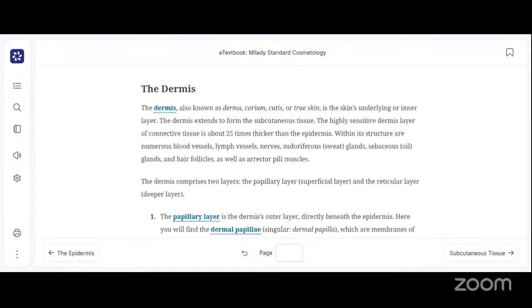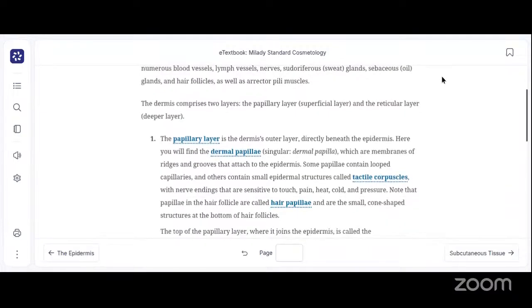The dermis has two layers: the superficial layer, and the deeper layer, the reticular layer. This is where you'll find the fine capillaries and nerve endings and things of that nature. You'll also find the hair papilla. This is a very important area. This is where our blood flow comes. Also, this is where we're going to find nutrients for our hair, skin, and nails to grow.